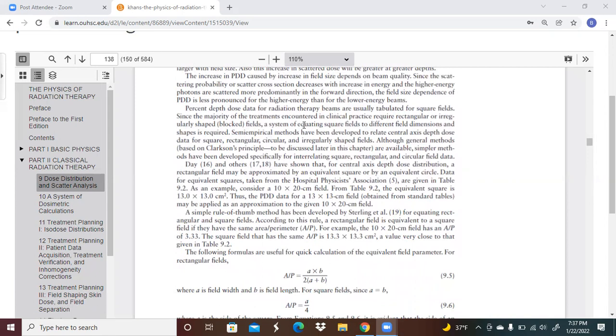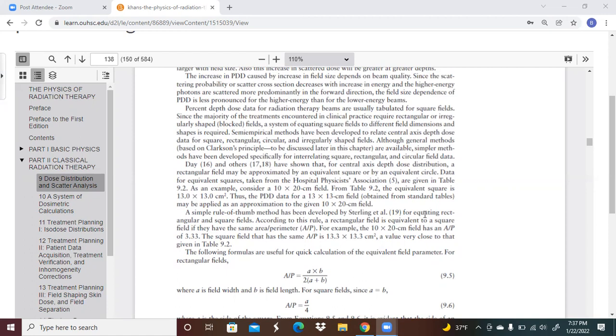PDD for radiation therapy beams is usually going to be tabulated using square fields. It's just easier to measure that way. The majority of treatments, however, are going to be irregular. And so we've got to have a way of going from these nice, neat little square fields or circular fields or what have you, into these irregular fields.